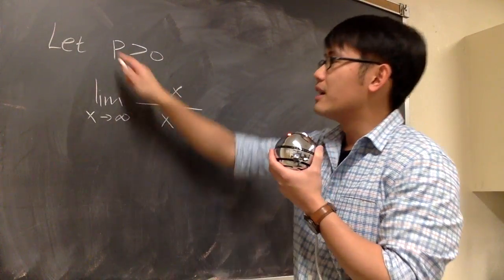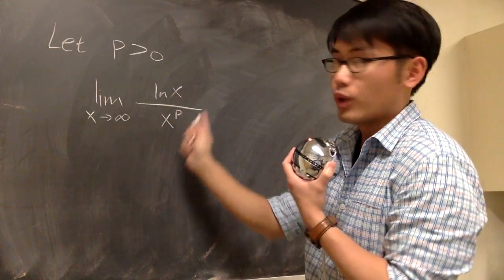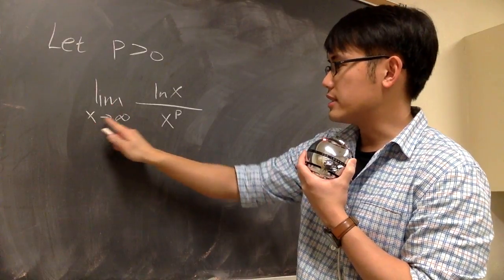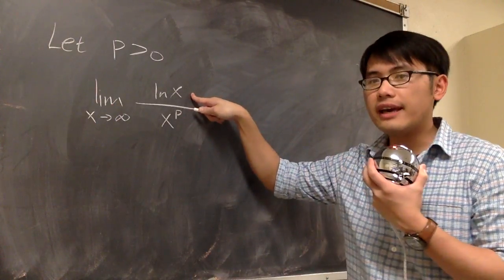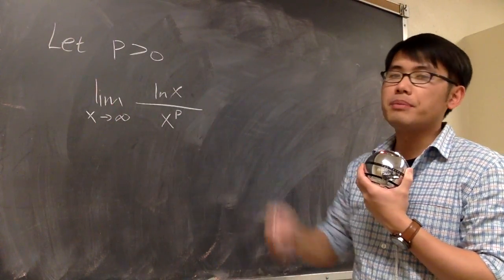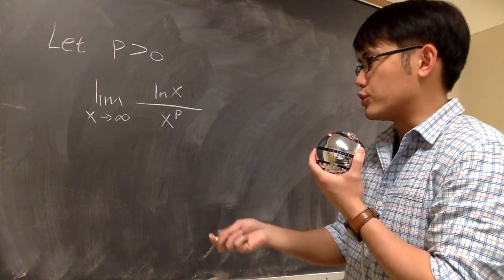We are going to first pick a positive value for p, and then we are going to work out this limit. This is the limit as x approaches infinity of ln x over x to the p power. And then we can just do a check real quick.